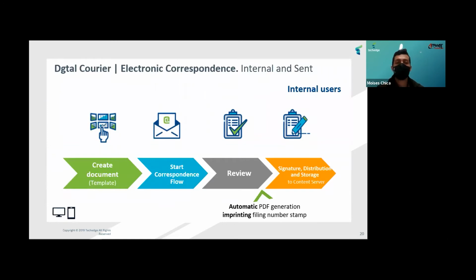And this is kind of the flow that users follow. They have to create a document with a template, they'll start a correspondence workflow that they might review, and then the PDF is generated automatically, also using the model suite, and they will go there just to signature, distribution, and storage in the content server. This is both for internal correspondence and sent correspondence as well.